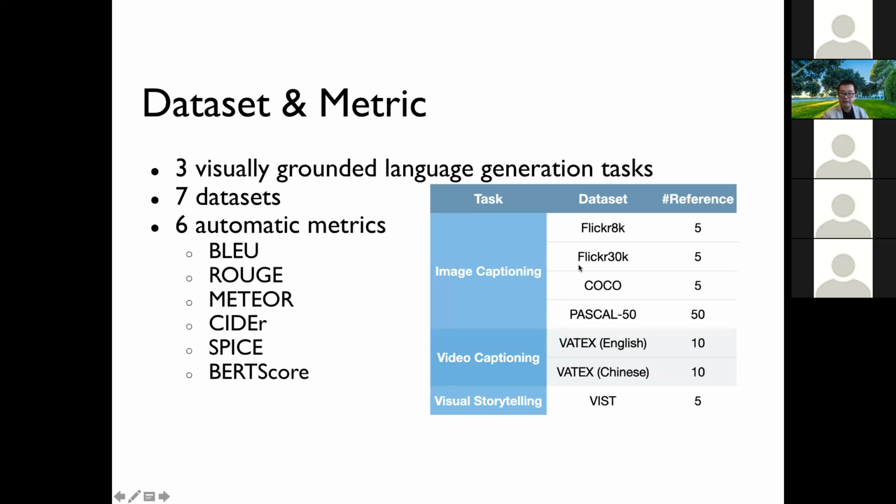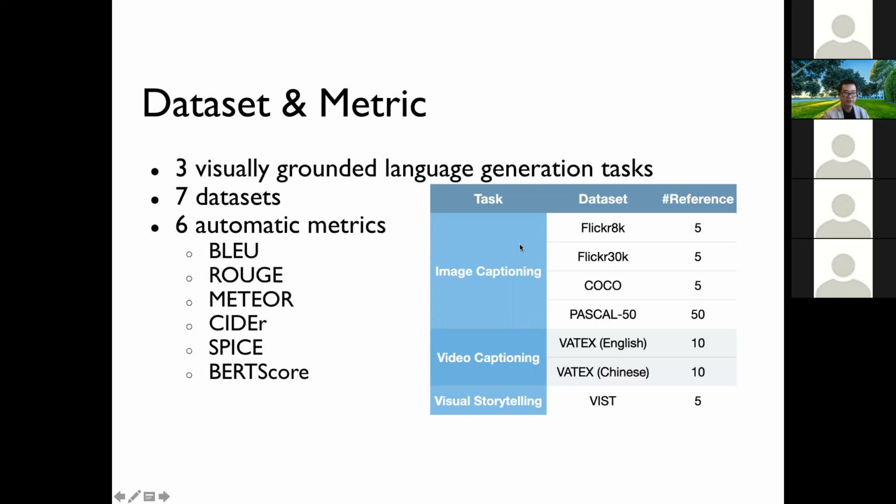So that motivates us to systematically study 3 visually grounded language generation problems by looking at 7 datasets and 6 automatic evaluation metrics. Some of them I already talked about: BLEU, ROUGE, METEOR, and CIDEr. But there's also SPICE and BERTScore. BERTScore is relatively new and interesting because instead of looking at lexical overlap, it uses the BERT model to look at the distributional semantic similarity between the references and the generated content. So BERTScore is obviously different from the rest of the group.